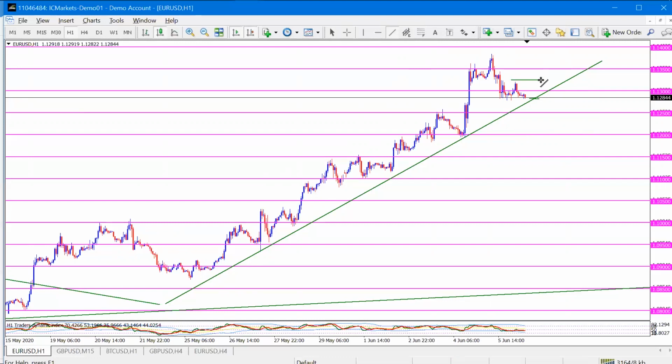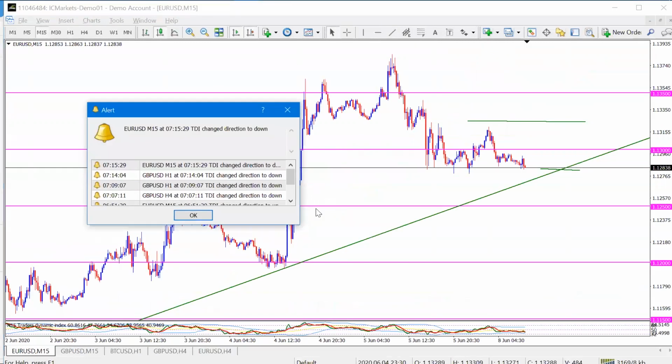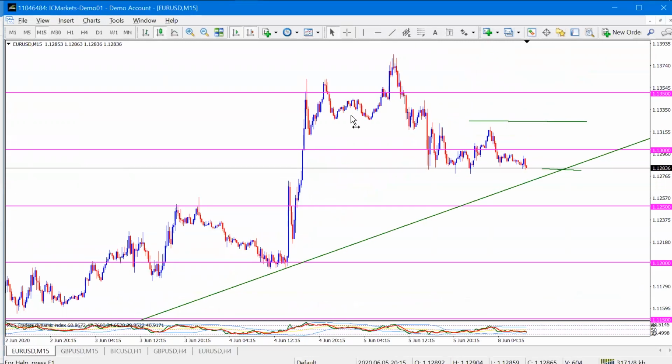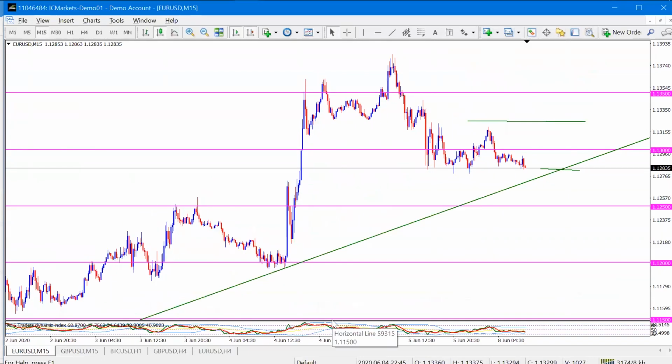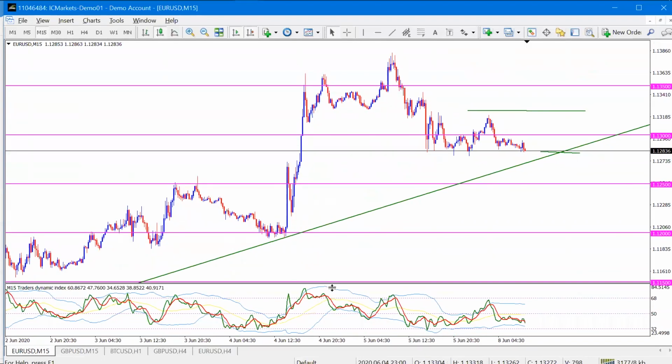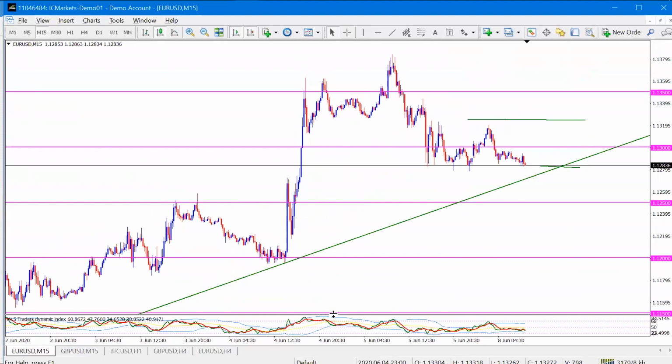So that's about that. On 15 minutes, you look out for entry. I use TDI for entry on 15 minutes. That's why you see this indicator right here. I use TDI, but you could also use RSI, stochastic, or any other indicator that works best for you. I always try as much as possible to make sure this video is short and concise. All right, so that's what I have for you this week.